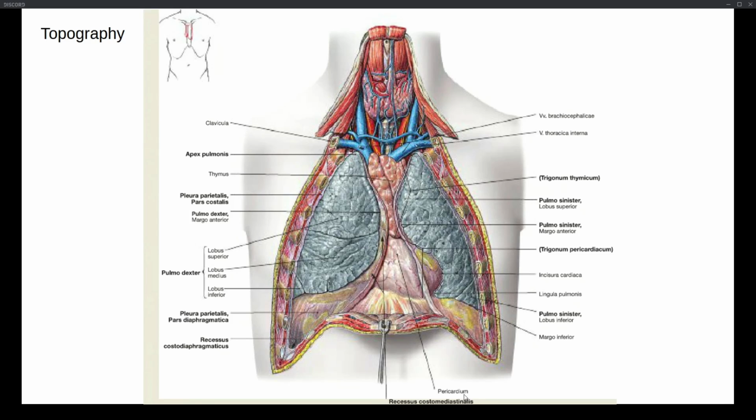The pericardium is just the name for the sac surrounding the heart. So this is the heart, even if it's called pericardium over here.